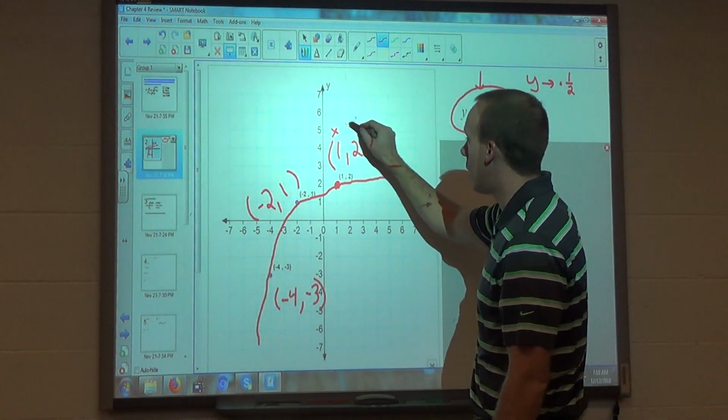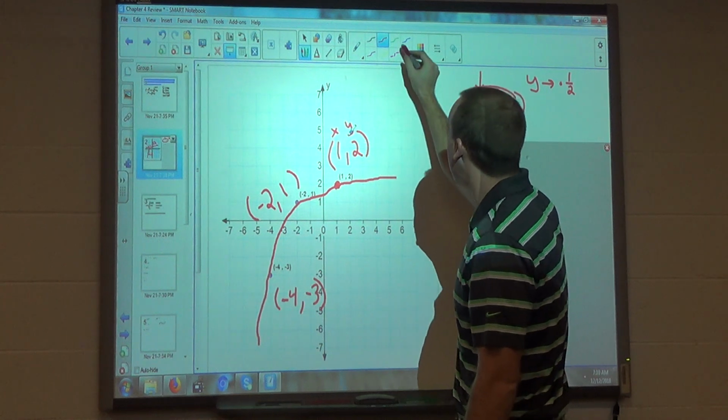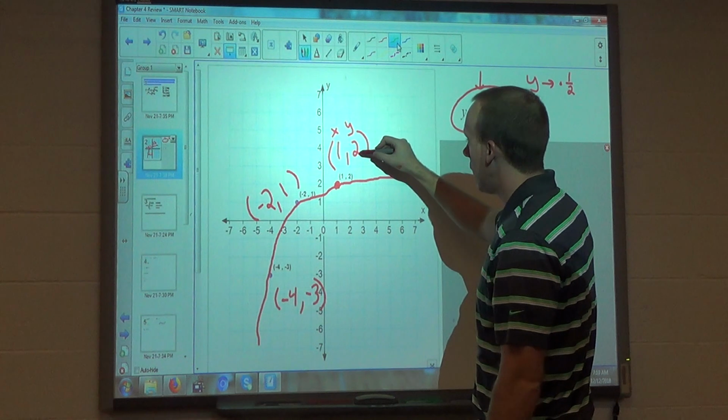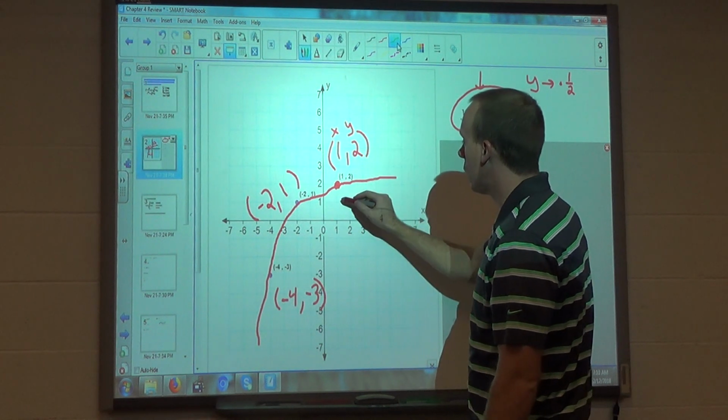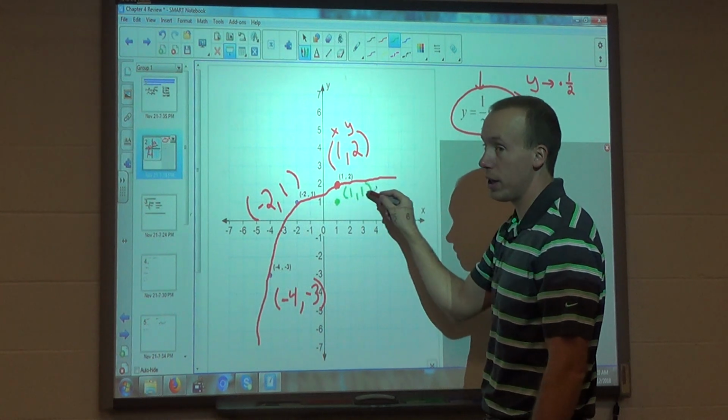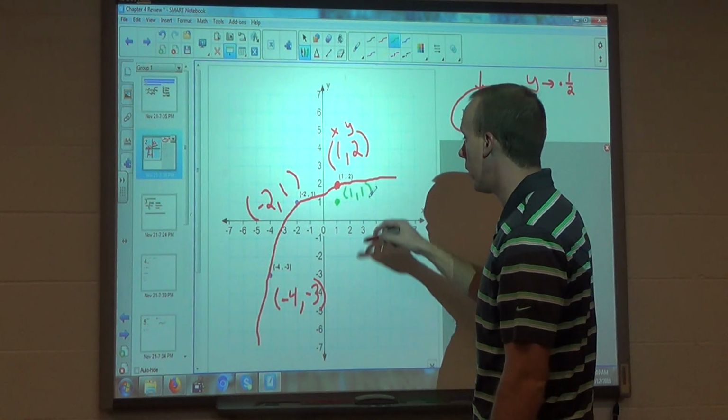So if I got an x here and a y here, what is half of, and I'll go green now for my new one, half of my y value, half of 2 is 1. So my new coordinate is now 1 comma 1. You will have to write the coordinate out on the test. You'll have to write that out.